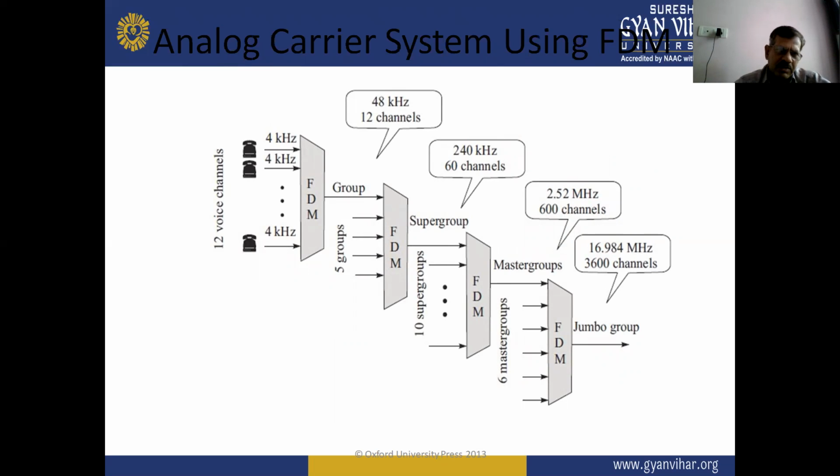So here we have 12 different voice channels applied to the FDM, which have 4 kilohertz frequency, and next the output of this FDM is 48 kilohertz, 12 channels, and again applied as 5 groups to the next FDM, and output of this FDM is the super group, 240 kilohertz and 60 channels, and 10 super groups, and again repeat this process, and last the output FDM is the jumbo group, that is 16,984 megahertz frequency and 3,600 channels.